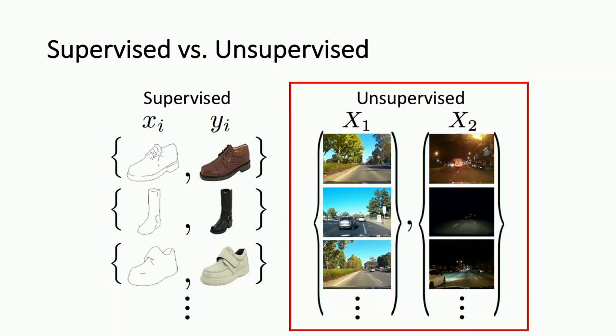However, it has broader applications because in many cases, it's very hard or impossible to collect paired training data in the two domains. So in this talk, I will focus on the unsupervised setting, where we have two data sets, but we don't have any pairs between them.